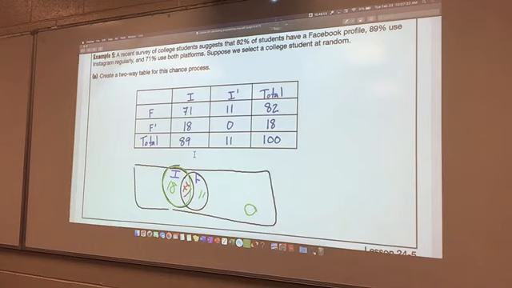Oh wait, no, you're right. I know what we're doing, I just can't explain it. 0.82 plus 0.89 minus 0.71. That's not doing it. That's a negative, I know. It's saying the probability of Facebook or Instagram: 0.82 plus 0.89 minus 0.71. That's the formula right here. How do you get a negative?